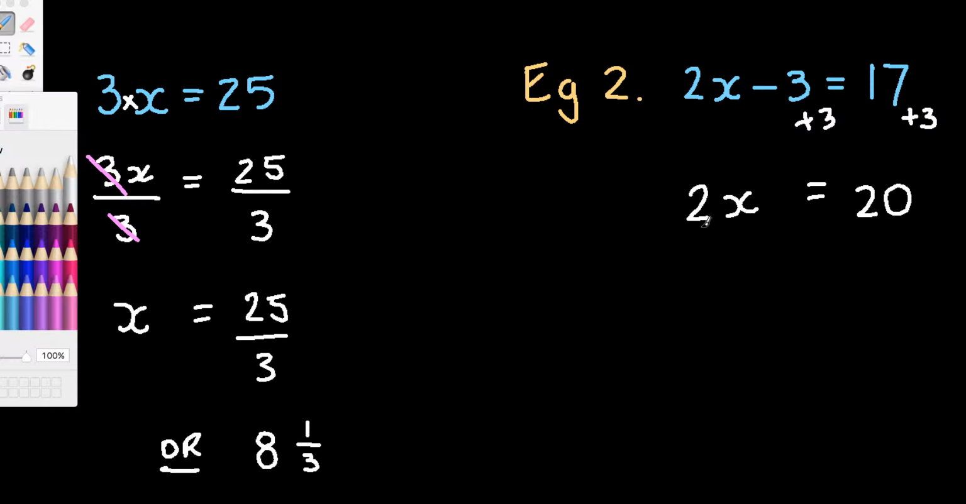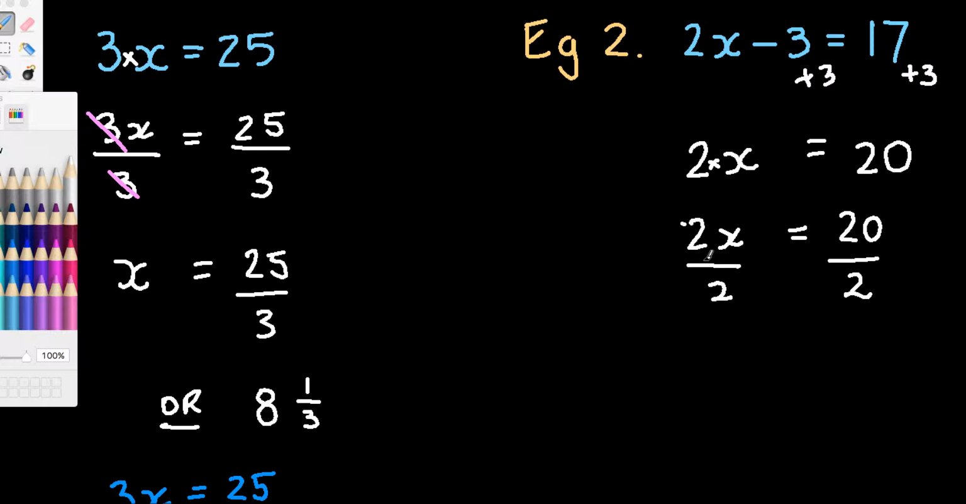Now I've got 2 times x equals 20. Remember, that's a times in there, invisible times. Now I'm going to divide both sides by 2, like so. This cancels out. 2 divided by 2 is 1, leaving me with 1 lot of x. I don't have to write the 1. 20 divided by 2 is 10.